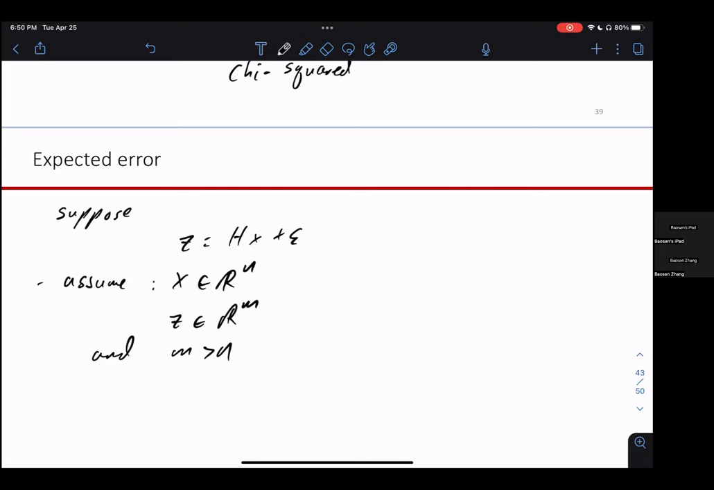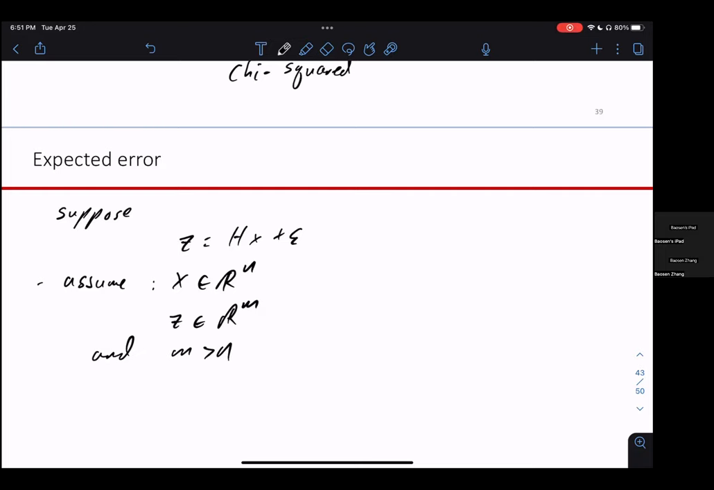So you always assume you have more measurements in this case. If you don't have that, you basically need pseudo measurements. M is larger than n. We always require more measurements than states. Otherwise it's not uniquely determined, and it's a useless problem. You cannot do state estimation that way. Is that point clear? Why you have that?